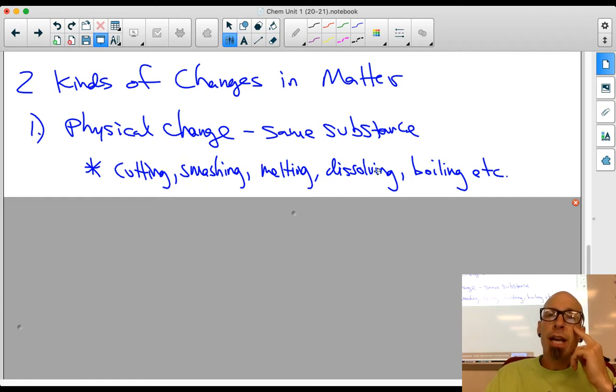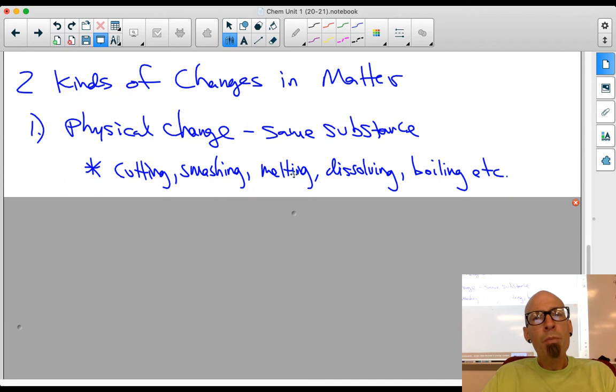Does the mass change during dissolving? No. Does mass change during melting? No. Does cutting or smashing or boiling change the mass of something? No. If it's a closed system, the mass will remain constant. If it's an open system, then you're going to lose particles, possibly, or new particles will come in. This has nothing to do with the law of conservation of mass.